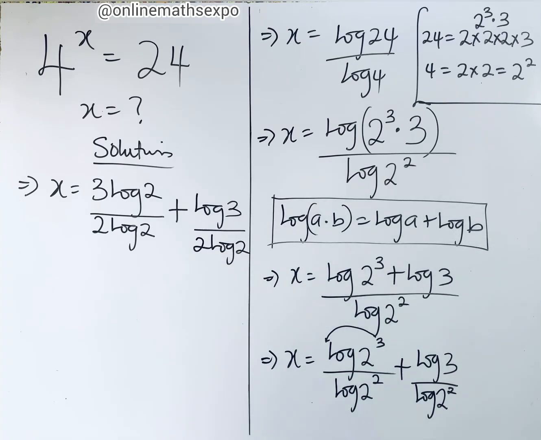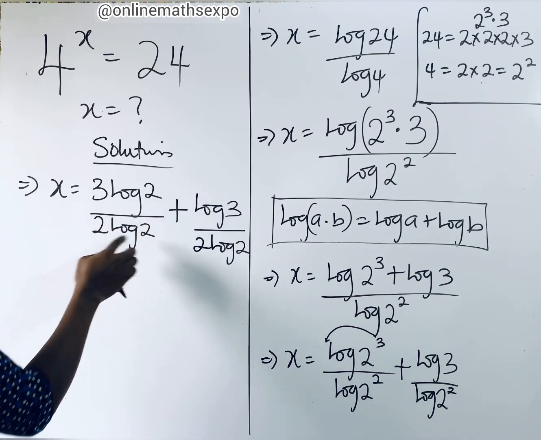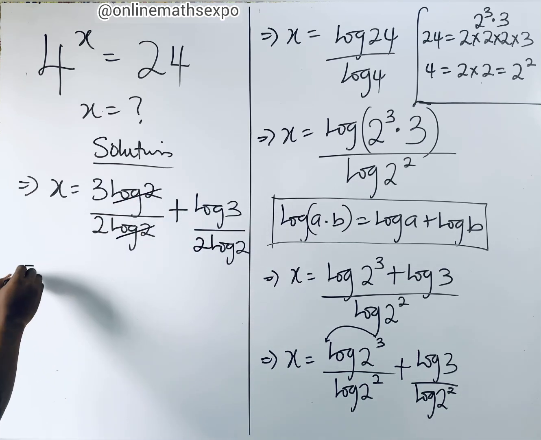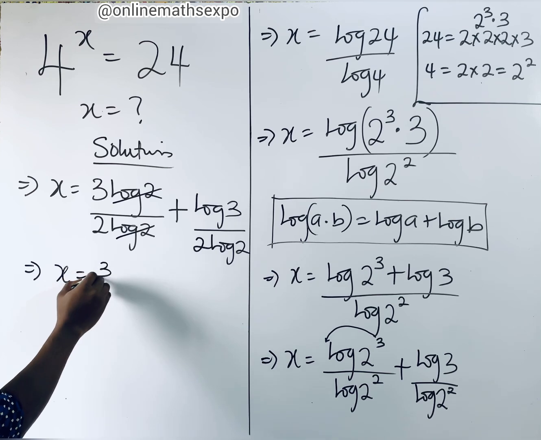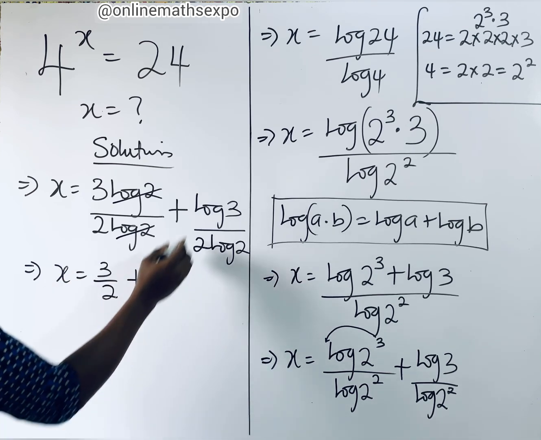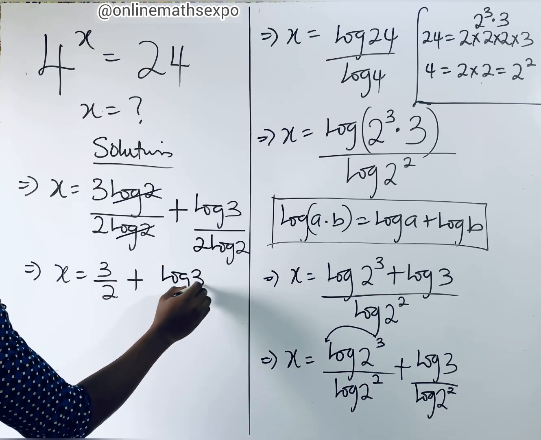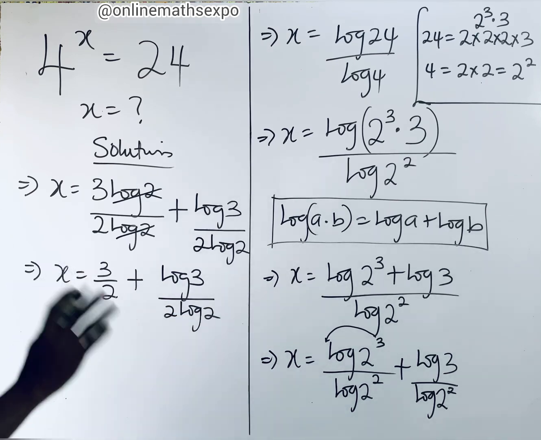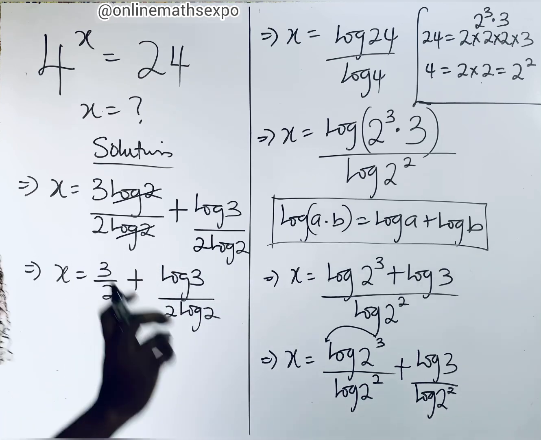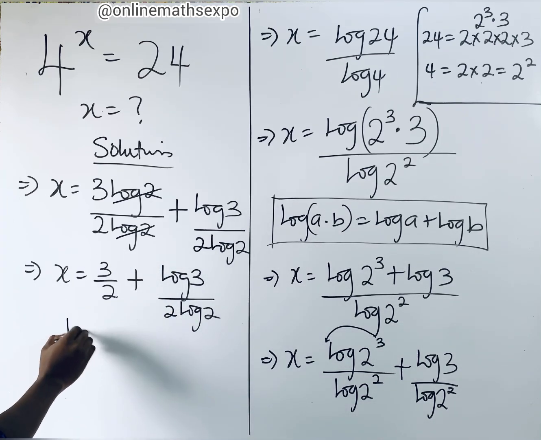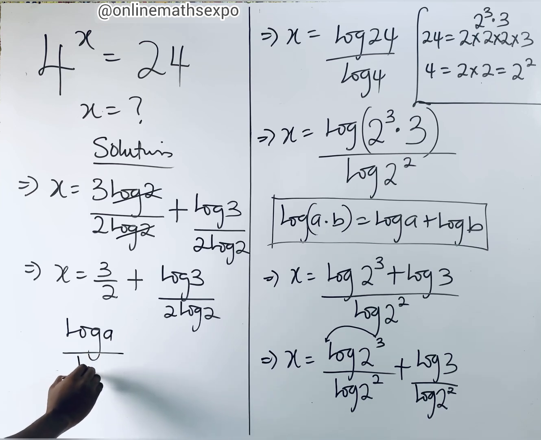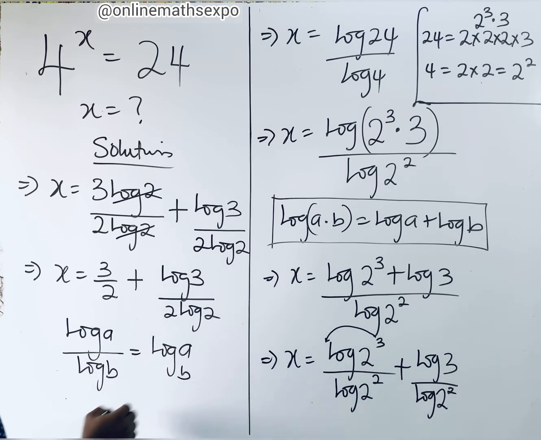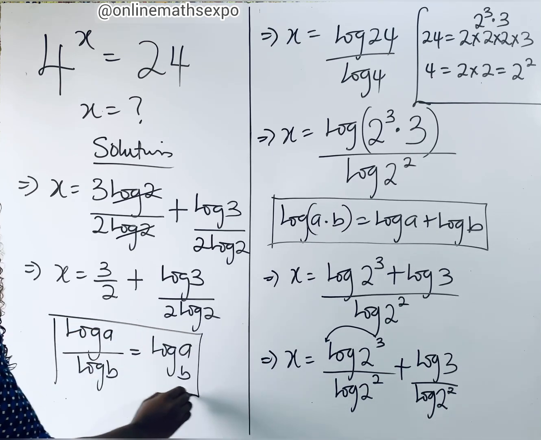Interesting. Now you just observe that these two are the same, so you can cancel it out. If you do that, x is giving us 3 over 2 plus log of 3 divided by 2 log 2. Now, to decorate our work to look more beautiful, you just need to remember, for every log of a over log of b is equal to log of a base b, okay? This is your change of base rule.